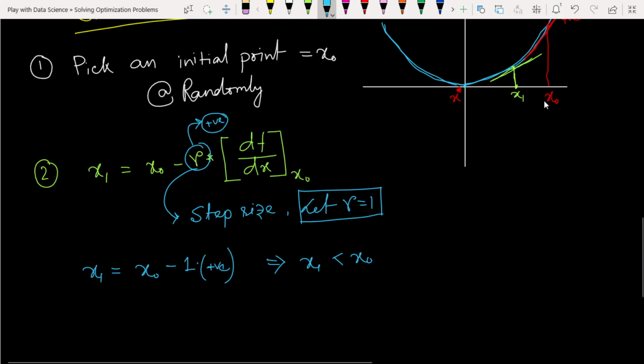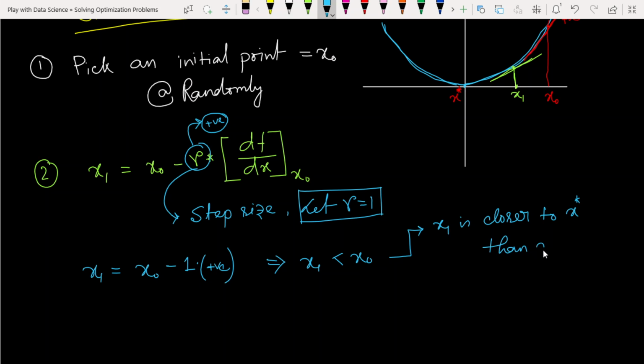If x1 is less than x0, then x1 will be closer to our x star value. So simply this means that x1 is closer to x star than x0.